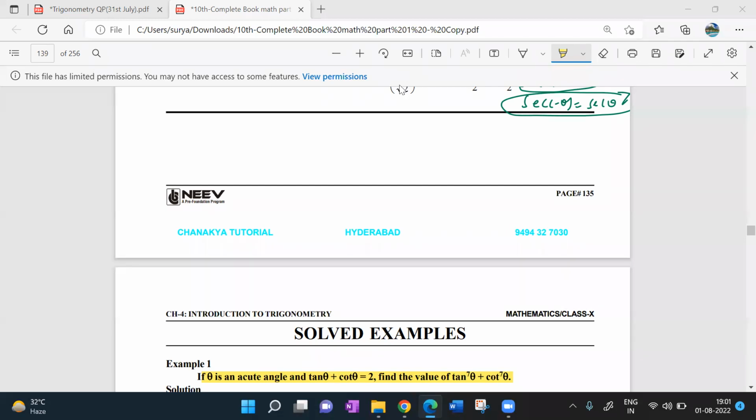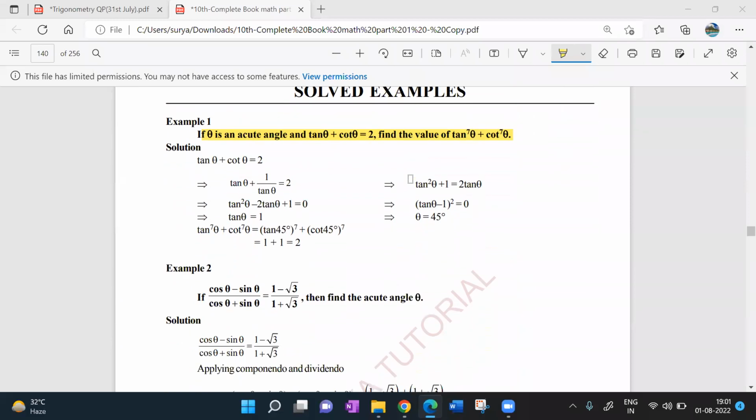Sir, what is the answer, sir? Look at this, very simple question. Very good. Who has got the answer? Nihal, very good. I'll explain here. Tan theta plus cot theta is equal to 2, given. Theta is an acute angle. Find the value of tan to the power of 7 plus cot to the power of 7. So cot theta can be written as 1 by tan theta. If I simplify this, I would be getting tan square theta minus 2 tan theta plus 1 is equal to 0.